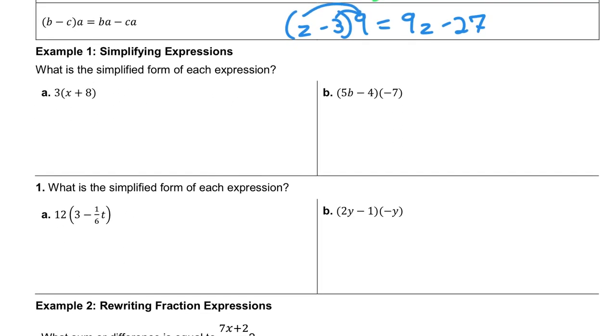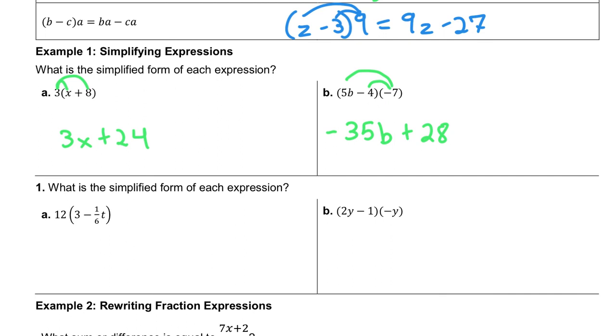We're going to take some time to write these expressions in simplified form, and just give you a different exposure to different numbers. So for example 1, simplified form of each expression: 3 times the quantity x plus 8, I do 3 times x is 3x, 3 times 8 is 24, so 3x plus 24. For part B, I'd multiply negative 7 by 5b, that's negative 35b, and I multiply negative 7 by negative 4. I treat that like negative 4, so this is positive 28.